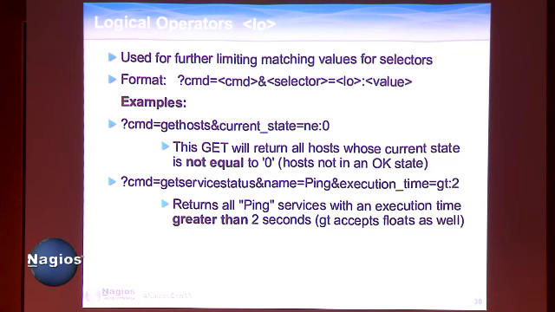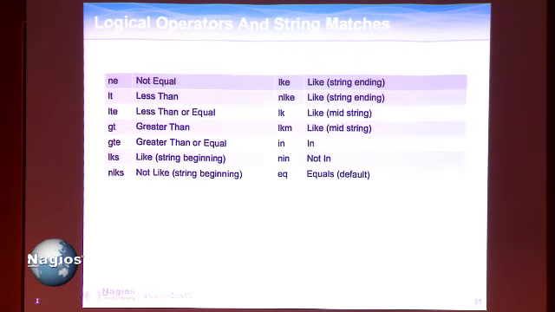We do offer, with the XML backend, the capability for logical operators, string matches, and the like. They are attached to the value in the key value pair, separated by a colon. An example that we covered earlier is the not equal to 0. It'll show all the hosts that are currently not in OK state. Get service status name ping, execution time greater than 2. This will return all ping services that took longer than 2 seconds to complete. It does accept floats, so you can actually pass it a rather small number.